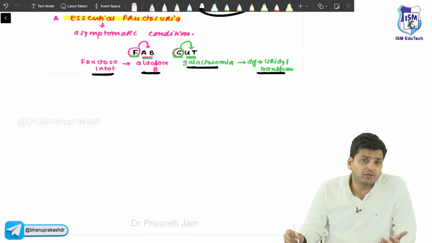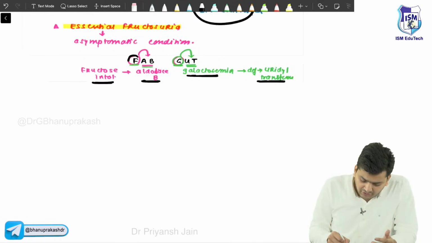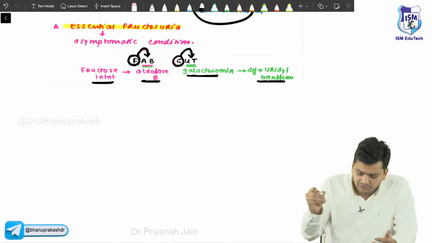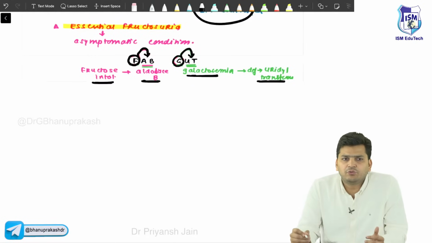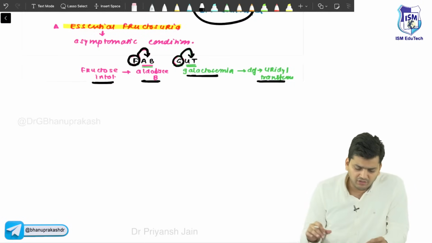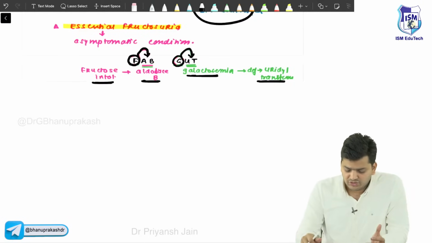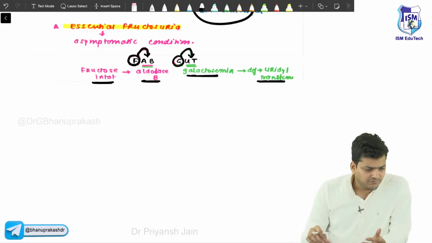We will remember the mnemonic FABGUT. Fructose intolerance is due to aldolase B. Galactosemia is due to deficiency of uridyl transferase. Right? These are the points to be remembered for galactosemia and fructose intolerance. Done.